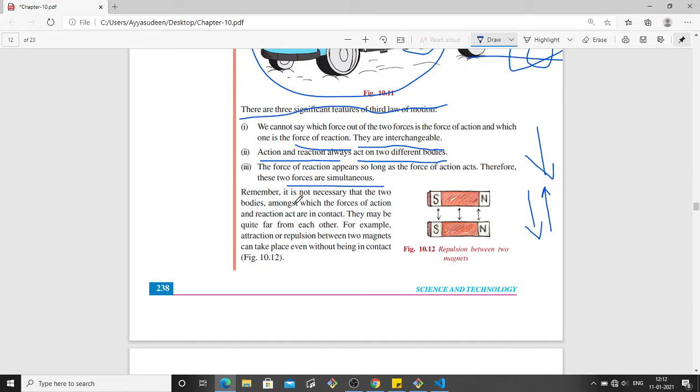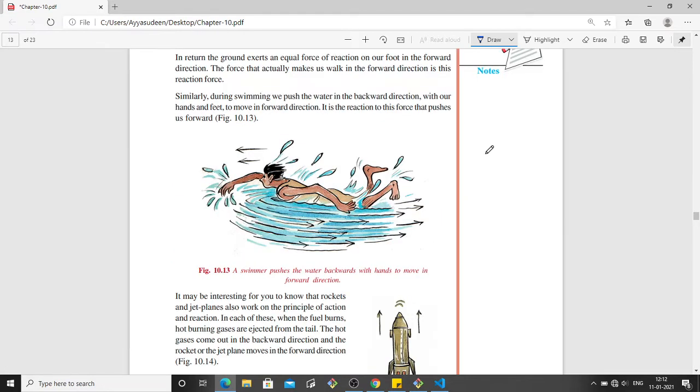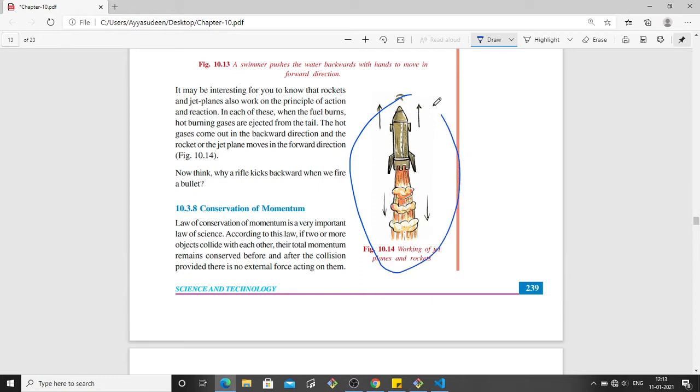You have to remember that it is not necessary that the two objects among which the force of action and reaction act are in contact. Take magnets: there is no contact, but there is a magnetic force between them, so repulsion between two magnets can happen. They have given examples here, like swimming, which acts on the same principle, and also a rocket. It is the same as the balloon example. A rocket is an example of Newton's third law of motion.